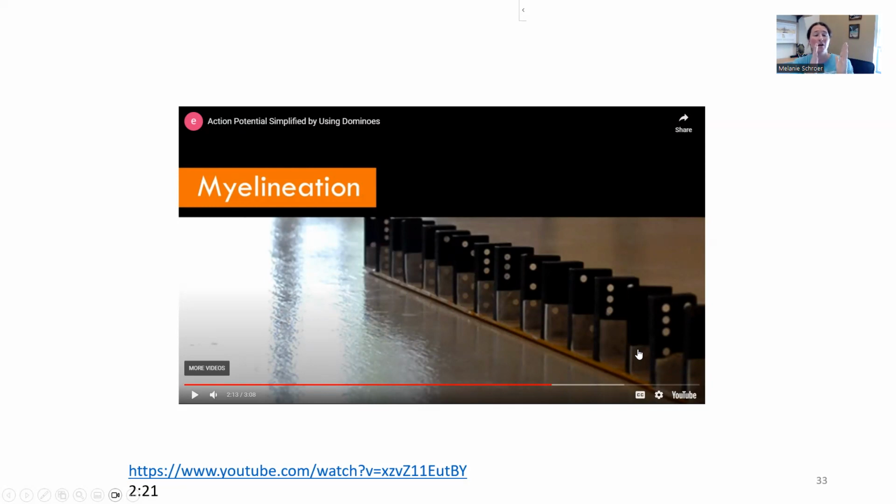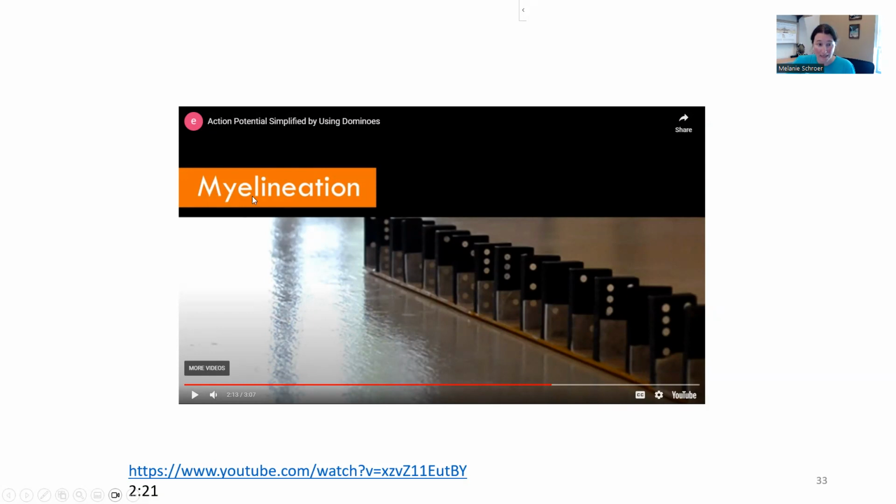When one domino falls over, it knocks over the next one, knocks over the next one. And so these are representing essentially depolarization of the cell and therefore opening of the voltage-gated sodium channels, right? In continuous conduction, every single domino has to knock over its neighboring domino. Every single one, it's relatively slow.